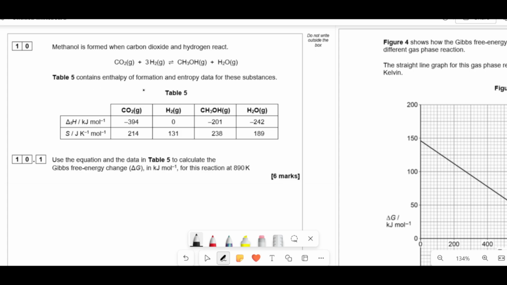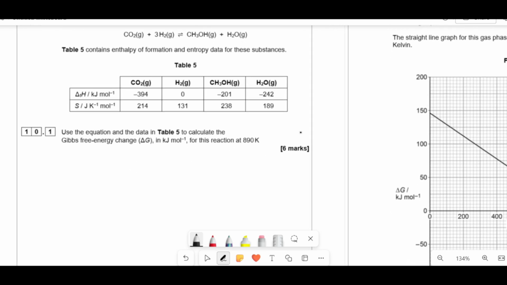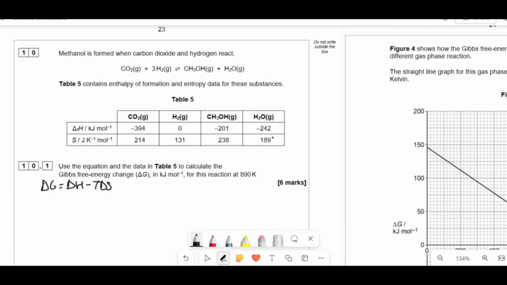So methanol is formed when carbon dioxide and hydrogen react. And then we've given you the enthalpy of formation and entropy data for these substances. It says use the equation and the data to calculate the Gibbs free energy change of this. So to find Gibbs free energy, delta G equals delta H minus T delta S. In terms of the things that we have so far, we know that T is 890 Kelvin. We need delta H, we need T delta S.